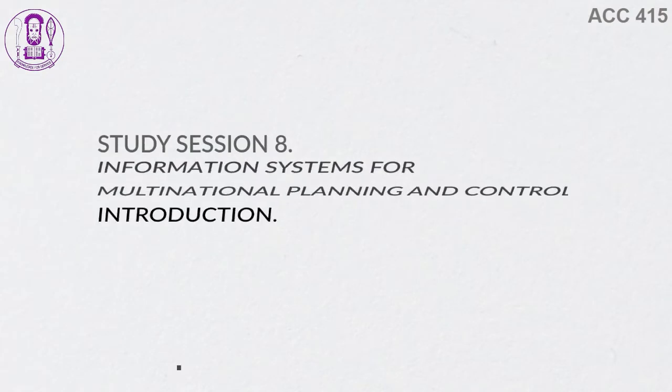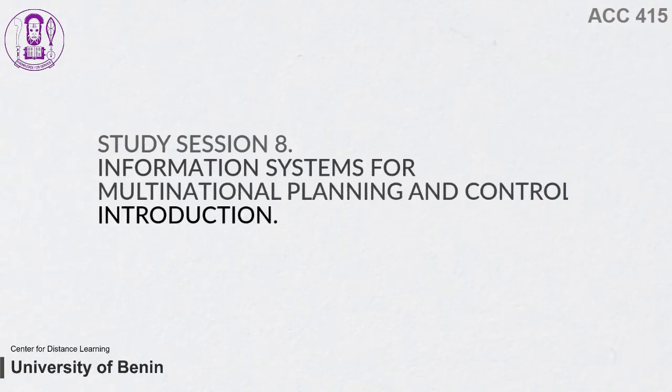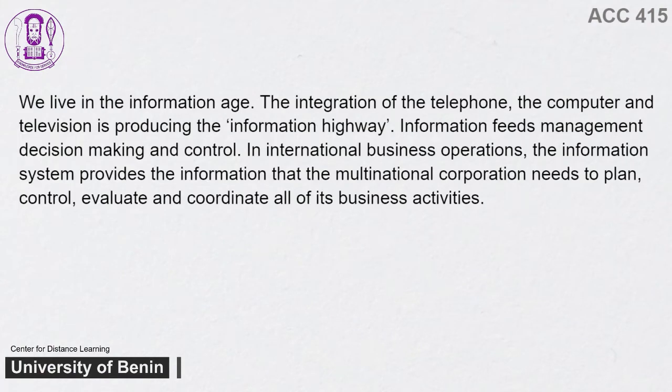Study Session 8. Information Systems for Multinational Planning and Control. Introduction. We live in the information age. The integration of the telephone, the computer, and television is producing the information highway. Information feeds management decision-making and control. In international business operations, the information system provides the information that the multinational corporation needs to plan, control, evaluate and coordinate all of its business activities.